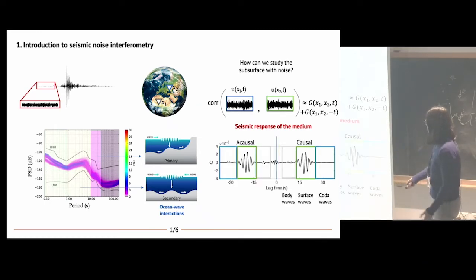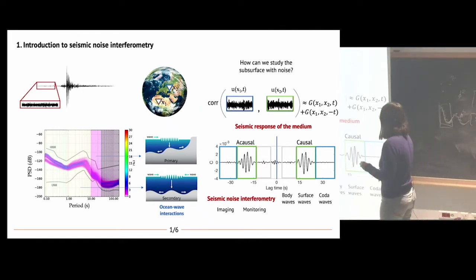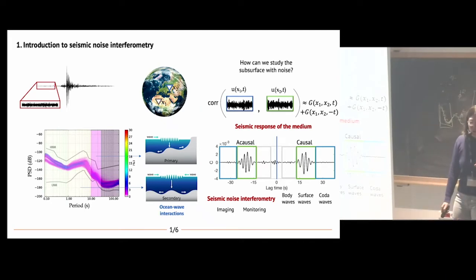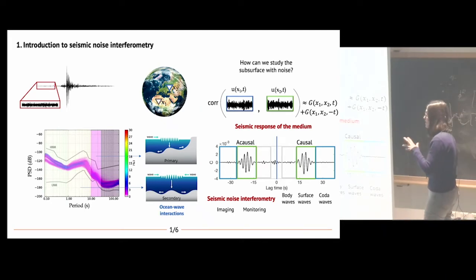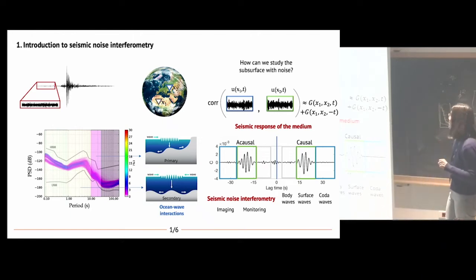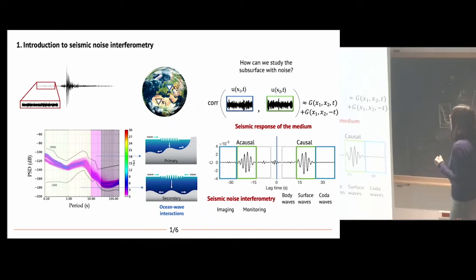Here I showed you a typical correlation, and we have also seen we can retrieve body waves, surface waves, and coda waves just correlating seismic noise recordings. This is the so-called seismic noise interferometry approach, and it is mainly used for imaging and monitoring purposes. Here I would like to show you some alternatives to process the data. I think part of the audience is very well aware of these techniques, but maybe for others it can be very interesting. And I would like to show you the philosophy and the applications that we can do.